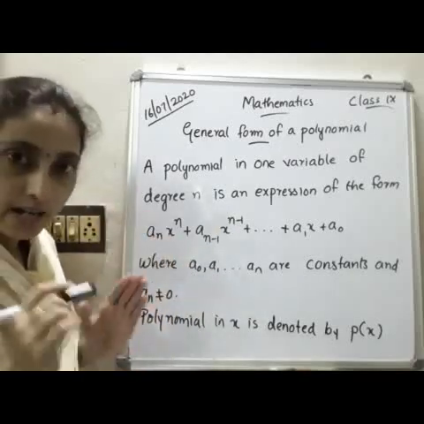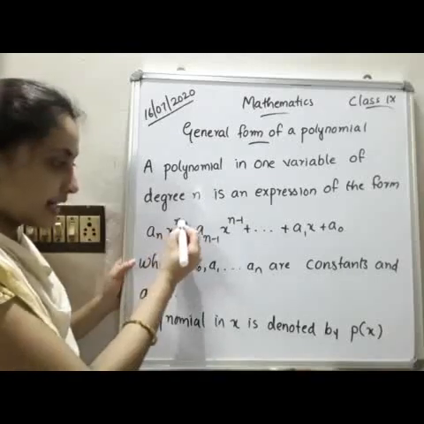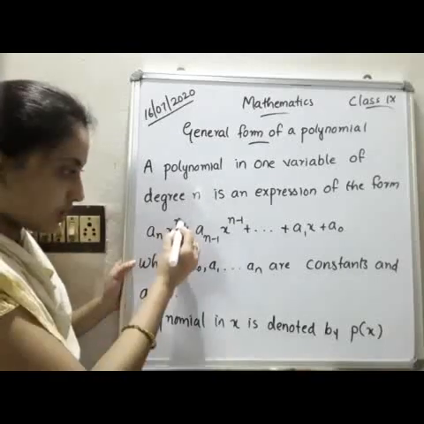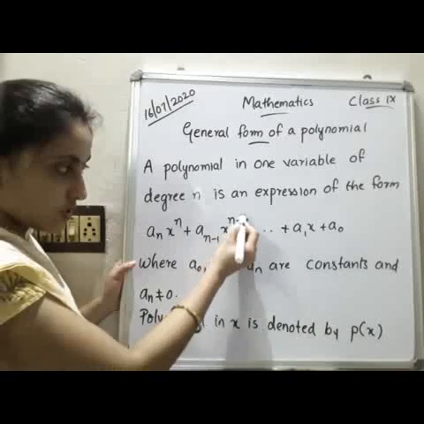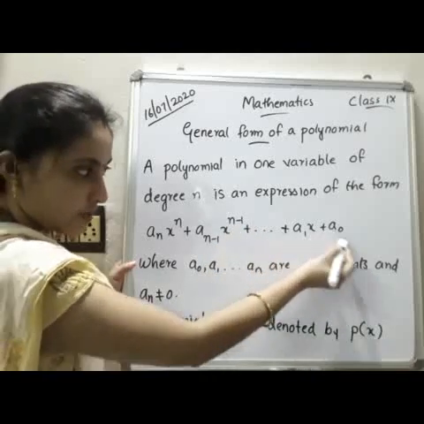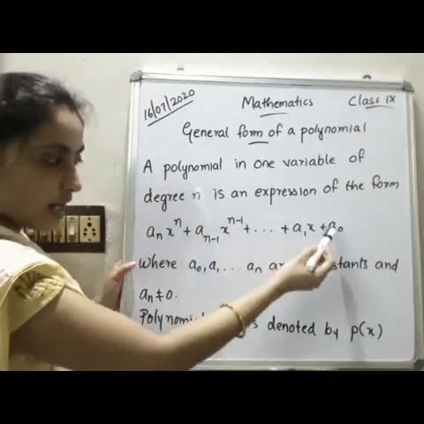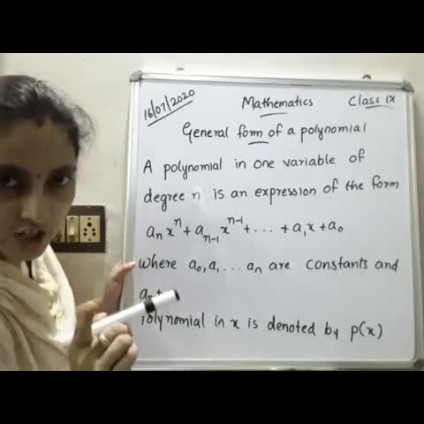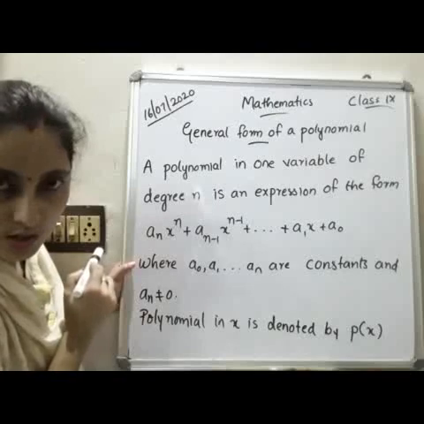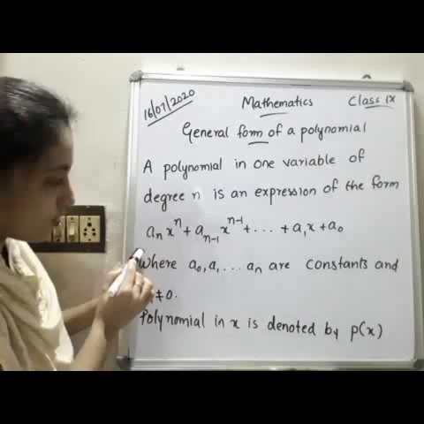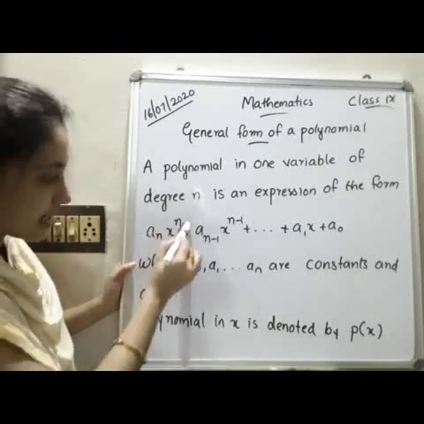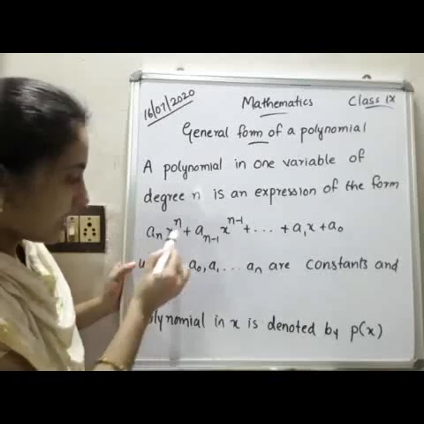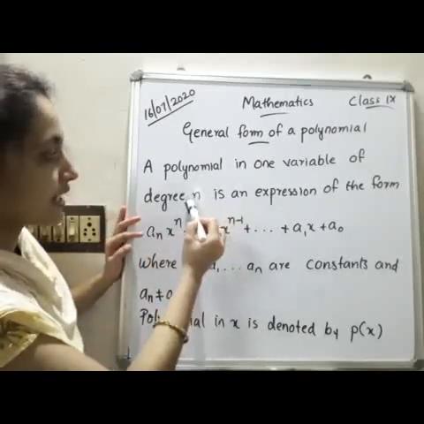The general form of the polynomial is a_n x raised to n, plus a_(n-1) x raised to n minus 1, plus ... plus a_1 x plus a_0, where a_0, a_1, ..., a_n are constants, and one more condition is that a_n is not equal to 0. What happens if a_n is equal to 0? Then this complete term becomes 0. If this is 0, is it a polynomial of degree n?